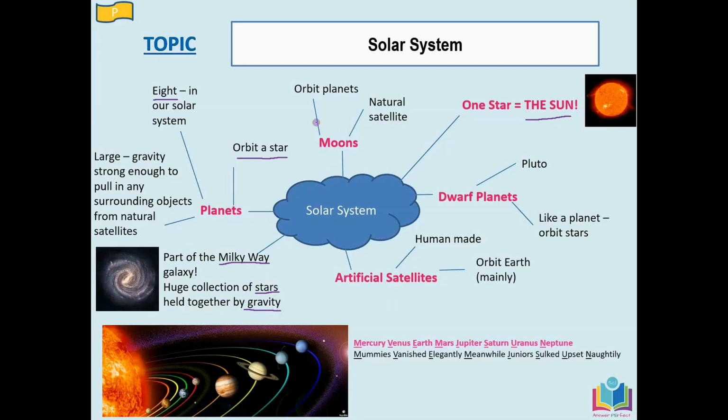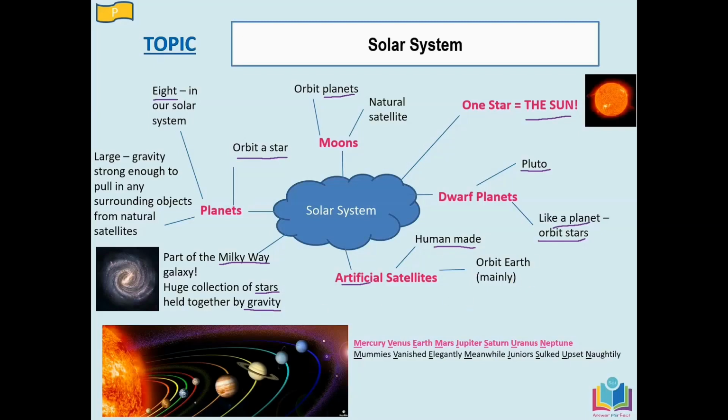What's a moon then? Well, a moon orbits planets. They are a natural satellite because they're not man-made. Then we've got things called dwarf planets. Now, a dwarf planet in our solar system is Pluto, the one right at the end. It's like a planet in that it orbits stars, but they don't meet all of the rules to be a real planet. Then we've got artificial satellites. They're artificial, so they are human-made. They are man-made. And we have different satellites going around our Earth, our planet, doing lots of jobs.